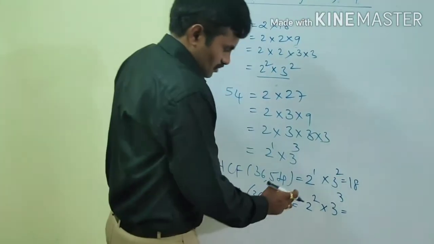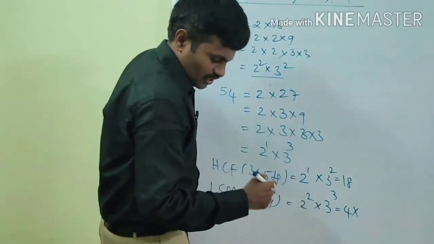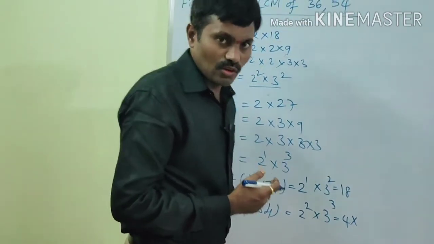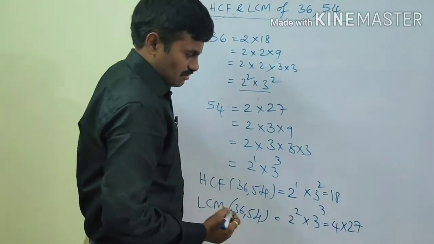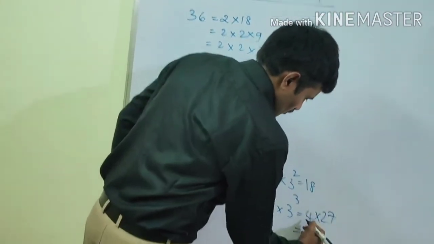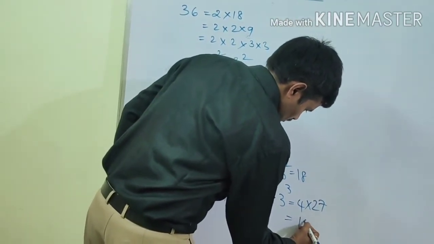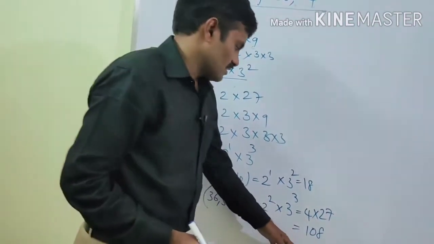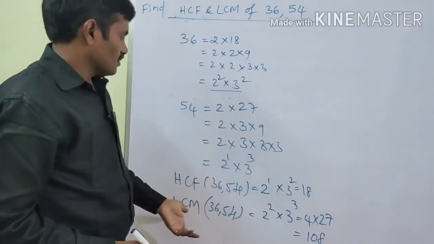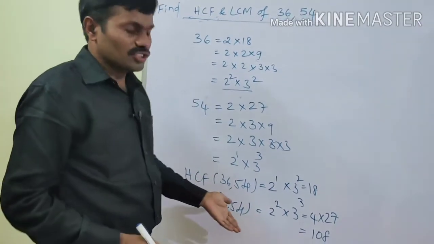That means 2 square, value 4, into 3 cube, value 3 into 3 into 3. How much? 27. Now 4 times 27, how much? 4 times 27 is 108. Like this we can find the HCF and LCM of two positive integers.